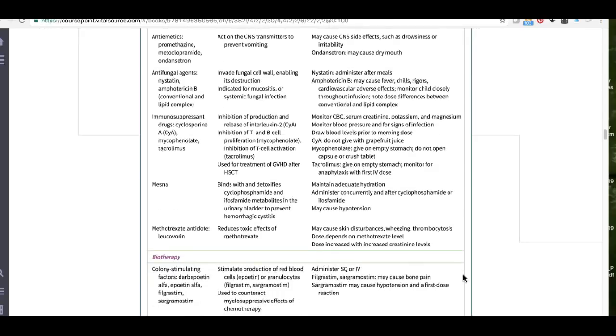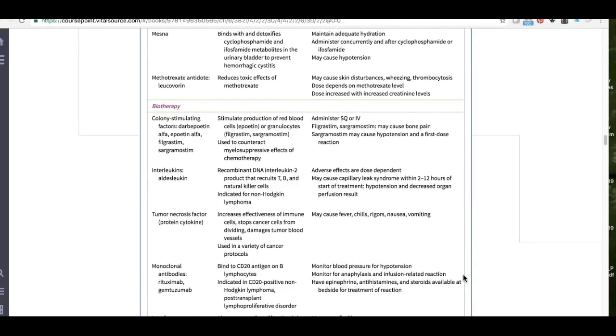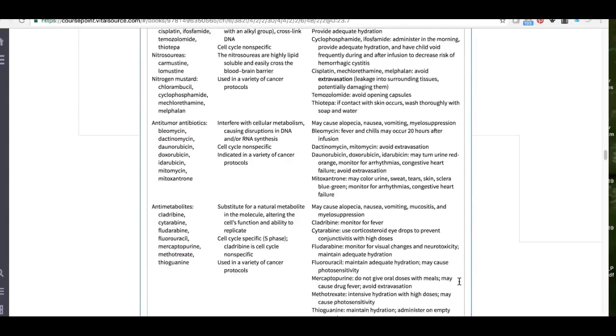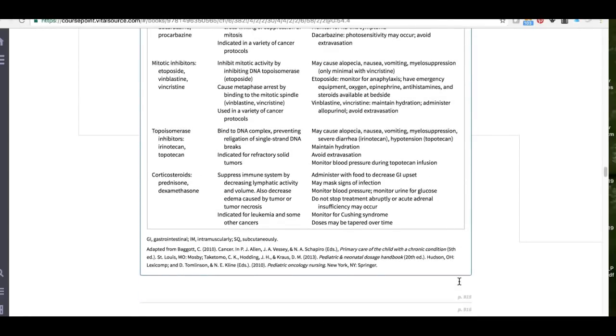And then they do the biotherapy next. Biotherapy, if you have a patient that has low RBCs or low WBCs, they can get some injectable colony stimulating factors like Epigen or Neupogen that boosts the production of those particular types of white blood cells or red blood cells. All right, and then they go into the 1,000 different kinds of chemo. You do not need to know those.